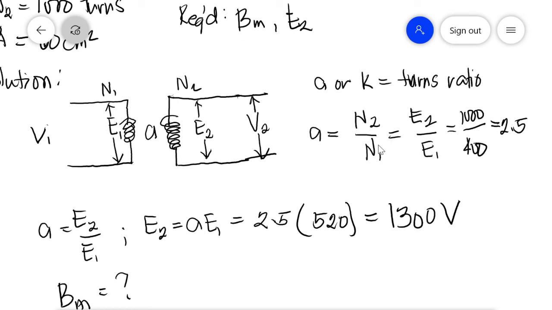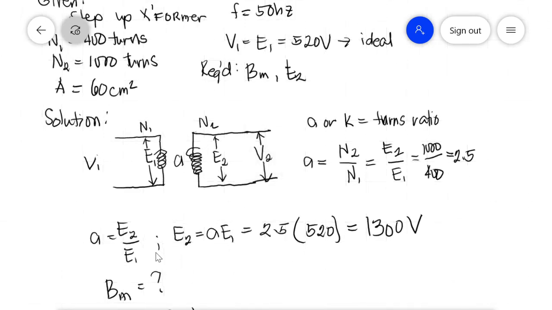So that is also equal to the induced voltage at the secondary divided by the induced voltage at the primary. So that is equal to 1000 turns in secondary, 400 turns in primary. So turns ratio now will be equal to 2.5.